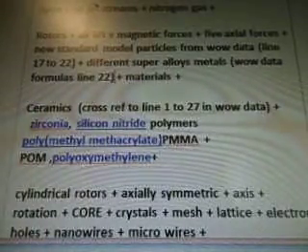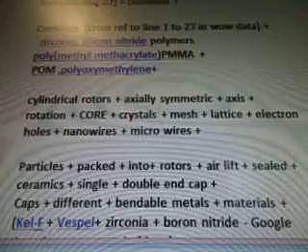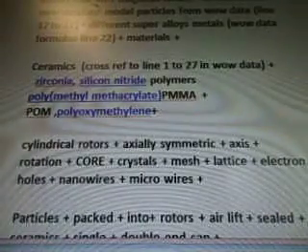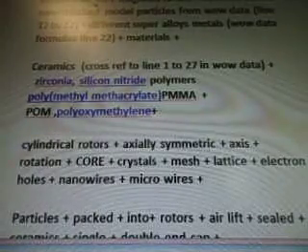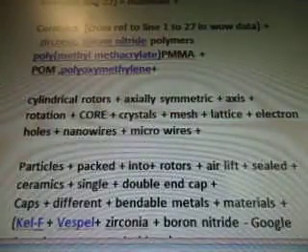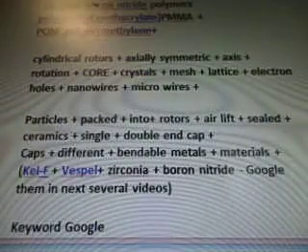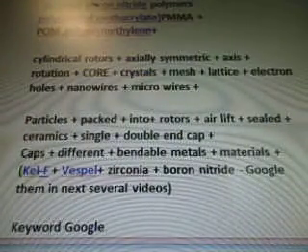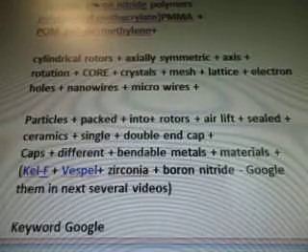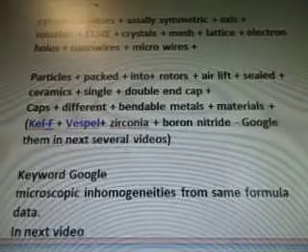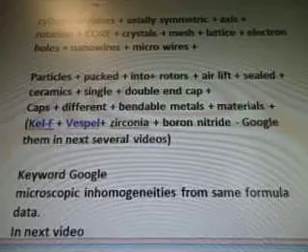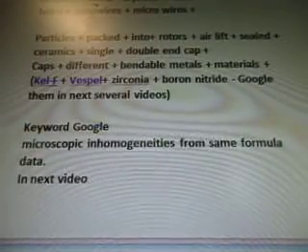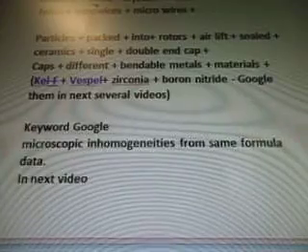And it's in line 22, I believe. We're going to add some materials. Ceramics, cross-reference lines 1 to 27 in the WOW data. Zirconia, silicon nitride, polymers, polymethylmethacrylate, PMMA plus POM, polyoxymethylene, cylindrical rotors, axial symmetric axis rotation, core, crystals, mesh, lattice, electron holes, nanowires, microwires. Particles packed into rotors, airlift, sealed, ceramics, single, double cap, end cap. Caps, different bendable metals, materials, Kel-F, Vespel, zirconia, boron nitride.